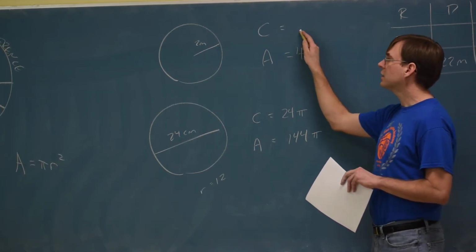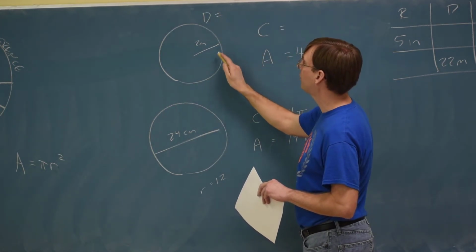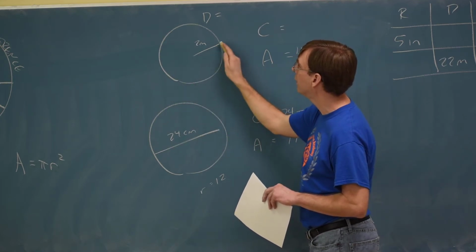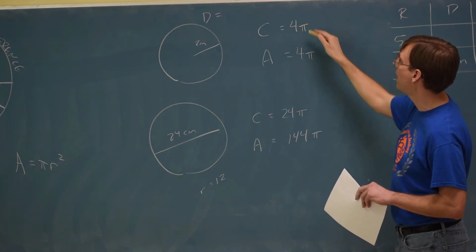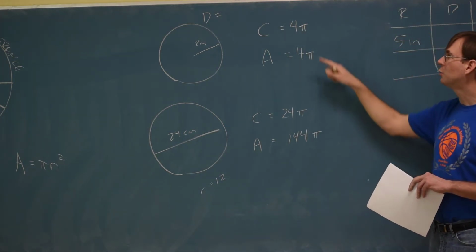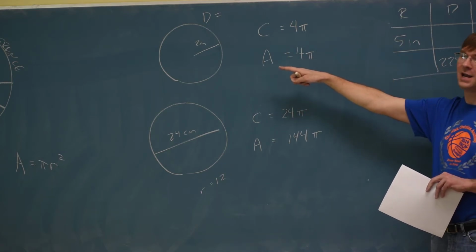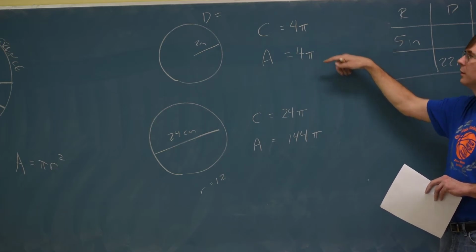If I go back to this one, this was a little harder because I didn't know the diameter, but I could figure out the diameter. The diameter would go the whole way through, which is 4. So the circumference would have a 4 times pi. And in a strange twist, those ended up being the same. That would only happen for that circle. Any other number other than the 2, and those would be different numbers.